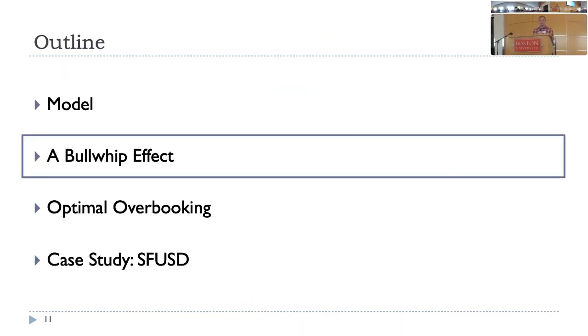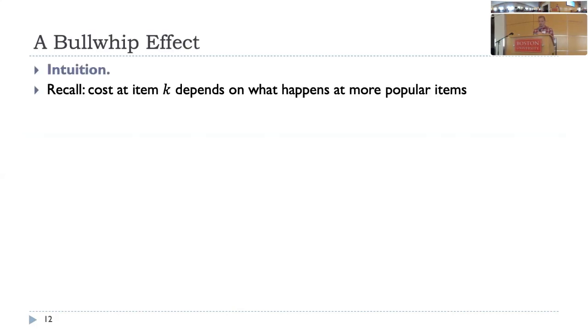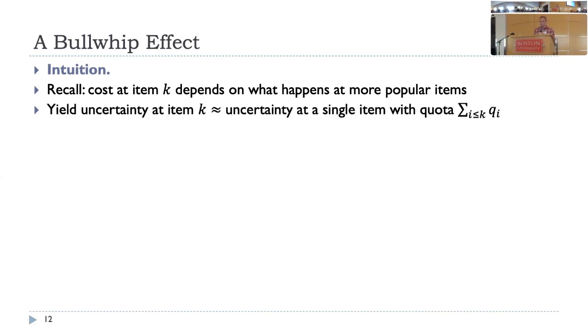So now we're talking about an economic insight for this model that we looked at. The intuition is the following. Recall that the cost of item K depends on what happens with more popular items. And in some sense, I'm not going to prove to you exactly why, but the yield uncertainty at item K can be modeled as the compound uncertainty at a single item where you bundle up together the first K items as if they were alone in their own system.